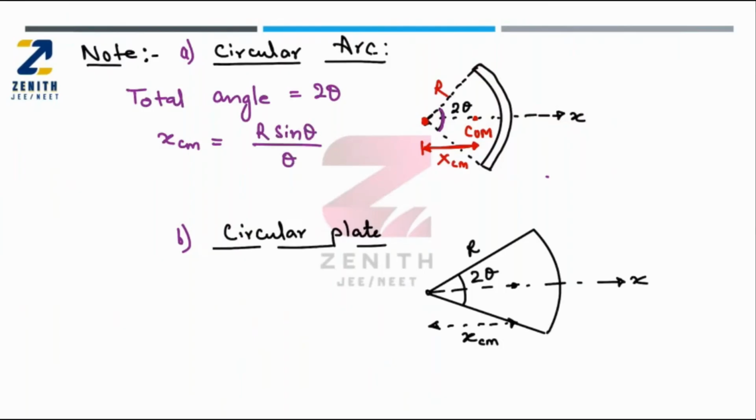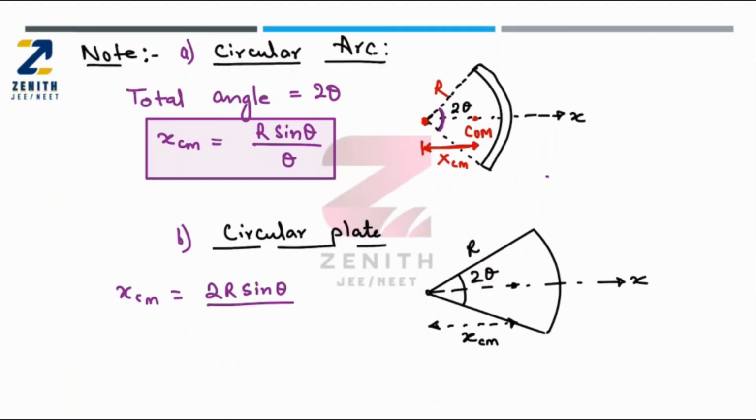So you just change the value of theta, you will get the center of mass for different shapes. Okay. So I will discuss both the cases. For a circular plate, if I talk about it, again from the extreme end, it is making an angle of 2 theta at the center. This is r. So the x center of mass, if I want to write it, what is this? 2r sine theta divided by 3 theta.